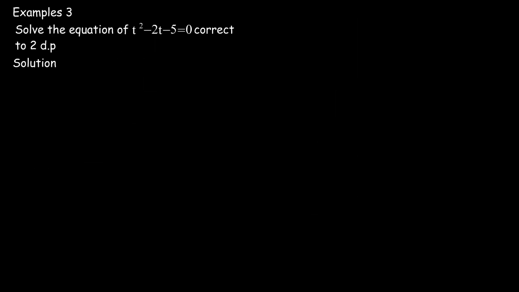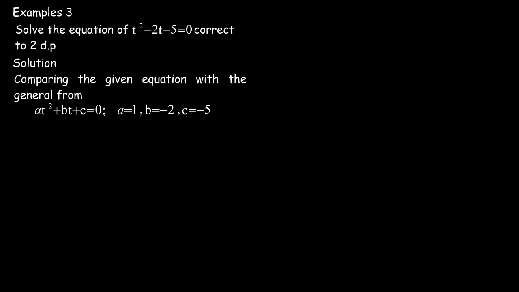We have another example that states: solve the equation t squared minus 2t minus 5 equals 0, correct to 2 decimal places. Now comparing the given equation with the general form at squared plus bt plus c equals 0, we see that a is equal to 1, b is equal to minus 2, and c is equal to minus 5.